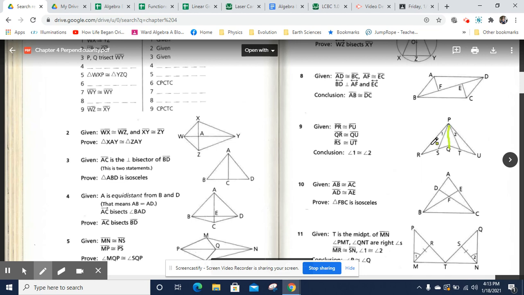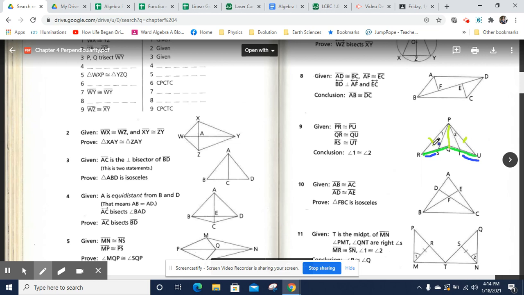To do that, it would help to be able to prove that PRS and PUT, those triangles, are congruent. We know that PR here is congruent to PU. We also know that QR and QU are congruent. And we know that RS here and UT are congruent. Now that's a side and that's a side for this little triangle. That's a side and that's a side for this little triangle. But it's not enough to prove these two triangles are congruent.